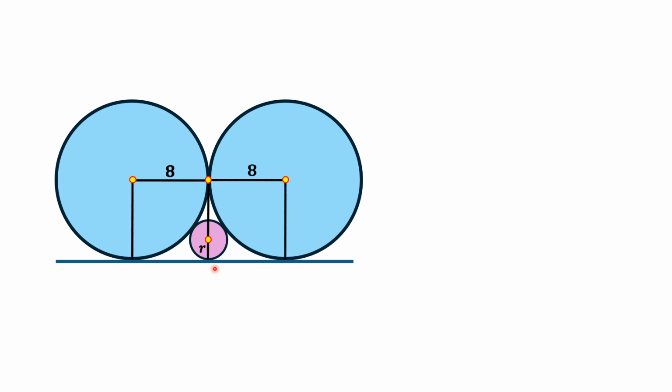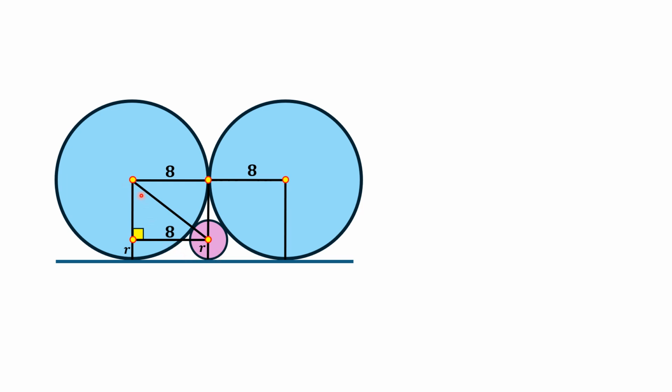Now we draw the radii of this larger circle to the tangency point of the line segment. If we join these 2 points, then definitely this length is 8 units. Since this is 8, this length is also 8 units, and since this length is r, this length is also r. Now this angle is 90 degrees and we join the center of this circle and this smaller circle.